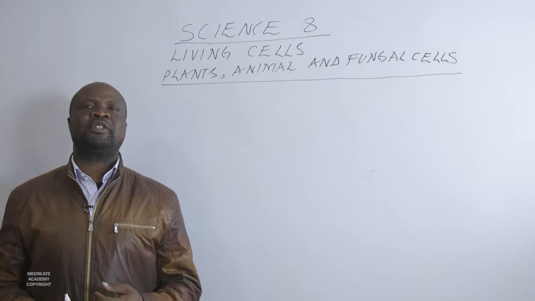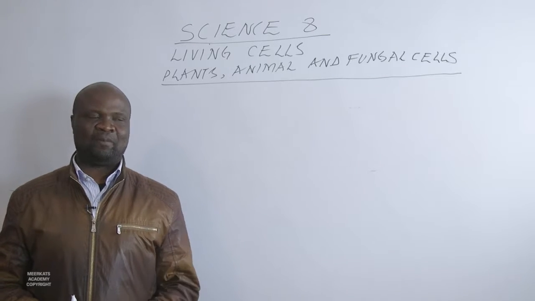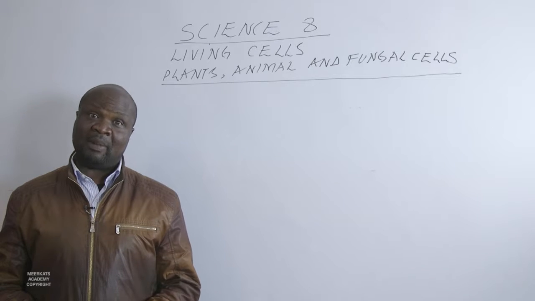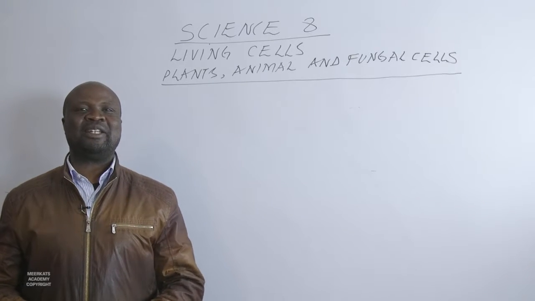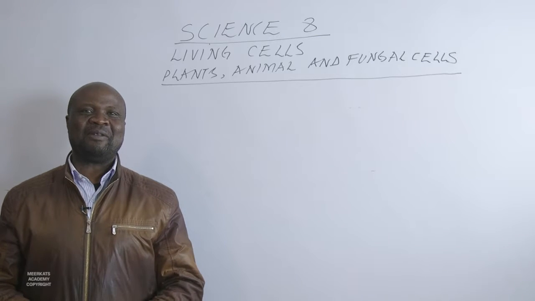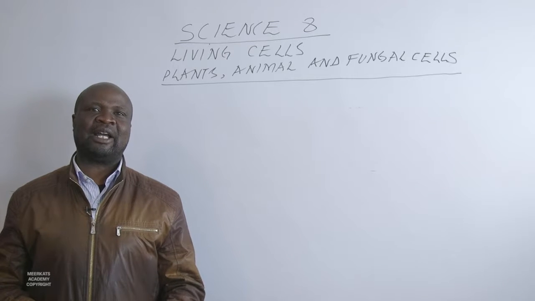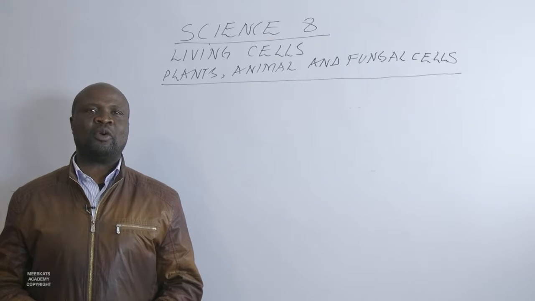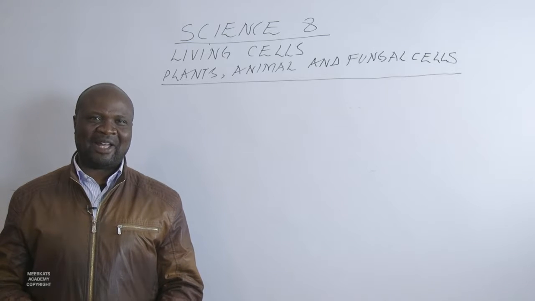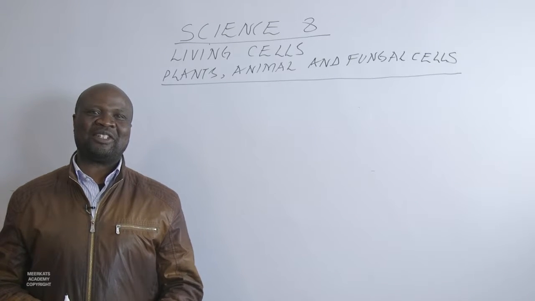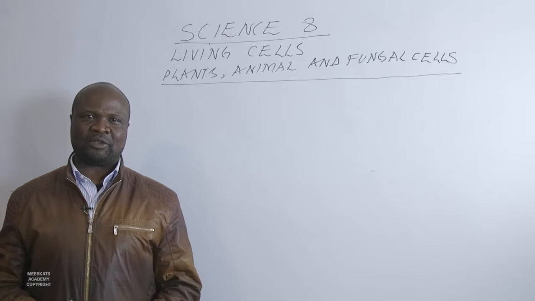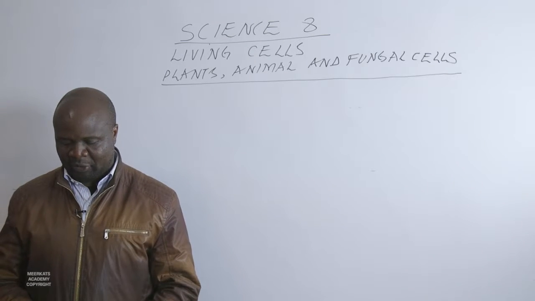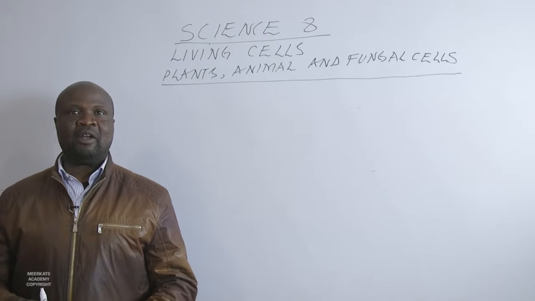One thing is that you cannot see a cell with the naked eye. To see a cell, you need the aid of a microscope. A microscope is an instrument made in such a way that it enlarges tiny, minute organisms that cannot be seen by the naked eye to the level that we can now see them. We have an electron microscope and we also have a light microscope. An electron microscope is able to see even what a light microscope cannot see within a particular cell.